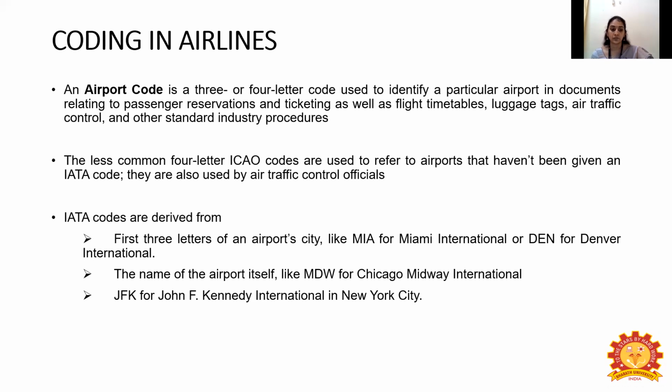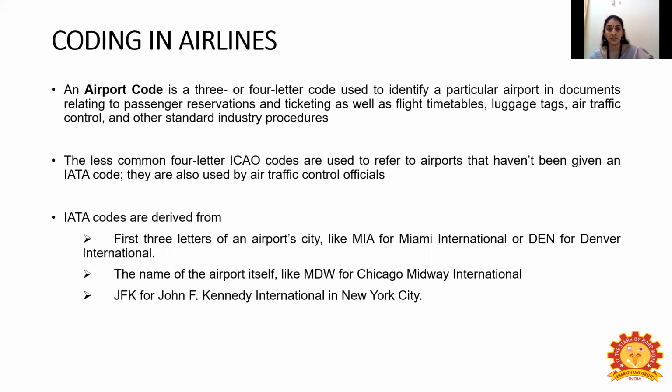How are these codes derived? In what terms do they give these 3-letter codes? I have given a few examples down here. The 3 letters can be from the name of the city. Miami is the name of the city, so MIA, the first 3 letters of the city. Denver, the first 3 letters, DEN. Sometimes it can be the airport name. Chicago Midway International, that is the airport name, so MDW. John F. Kennedy International Airport, JFK.